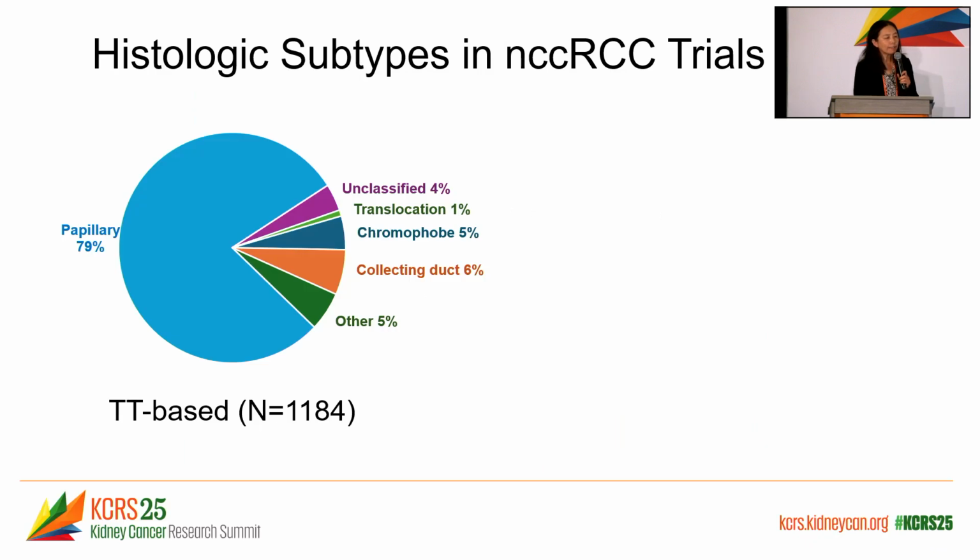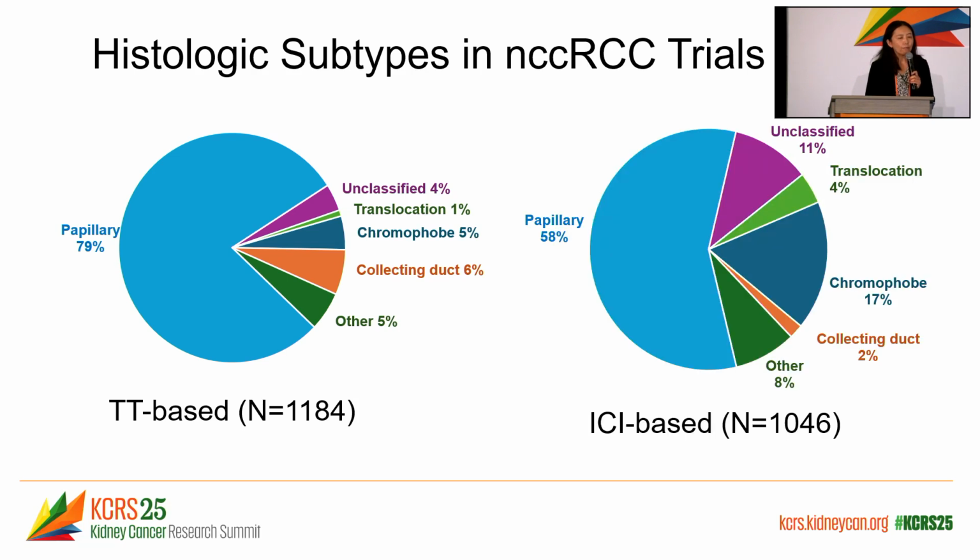Regarding the number of patients by histological subtype, for targeted therapy-based trials, nearly 80% were papillary RCC. For other non-clear cell subtypes, the number is generally low. For ICI-based trials, about 60% were papillary RCC, chromophobe 17%, and unclassified 11%.